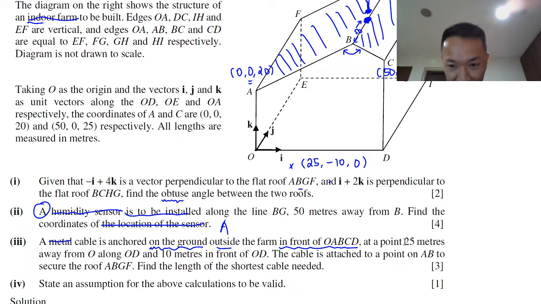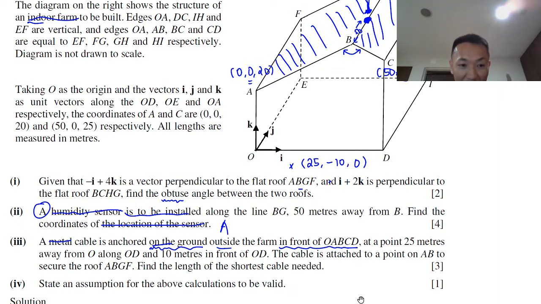It is like this. 25 meters from O, terminology. From O, that means along OD. That means the x coordinate is 25. The y coordinate is minus 10. Why minus 10? Because j is in this direction. Yes? So, it must be minus 10 because it's in the opposite direction of j. Then of course, because it's on the ground, the z coordinate must be 0.